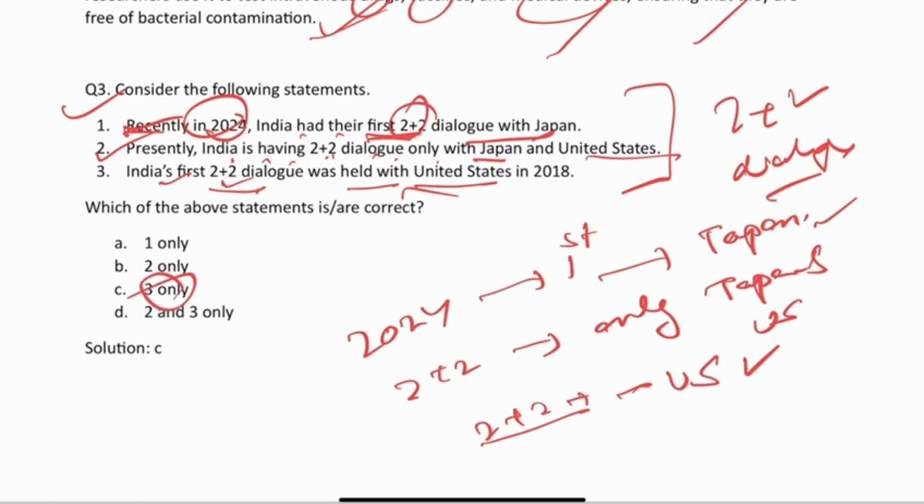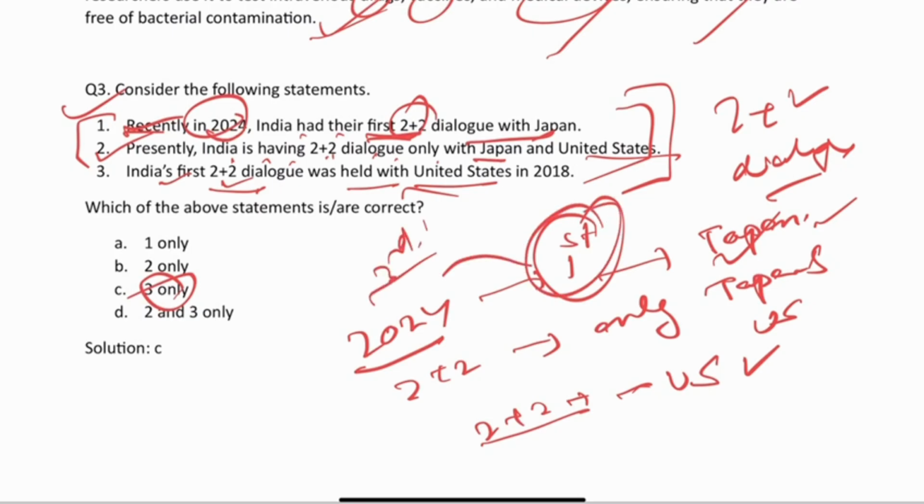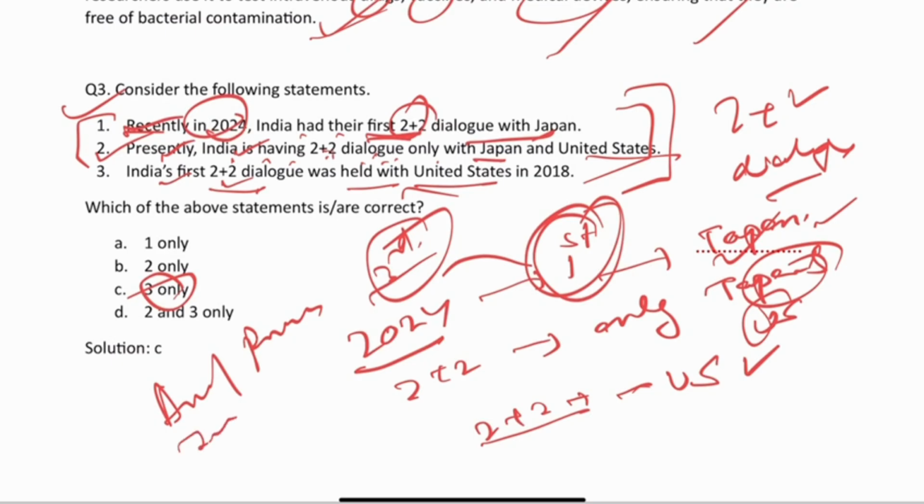2024 with Japan, it's not the first, it is the third 2+2 dialogue meeting. Presently India is having 2+2 dialogue only with Japan and the US. No, it's with Australia, Russia, Japan and the US. So it's not only with the US and Japan. This is a wrong statement. This is also wrong because it is not the first, it's the third. And India had its first dialogue in 2018. So this is very, very important.